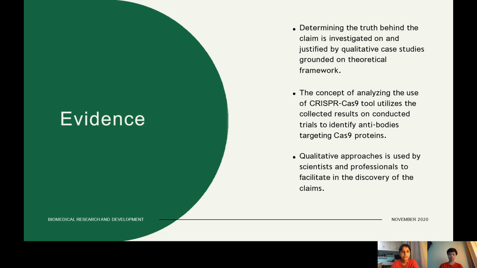The main objective of the research problem is to conclude the effectivity and efficiency of gene editing when it comes to therapies on brain disorders. These series of trials are done through qualitative case studies, through descriptive explanations grounded on theoretical framework, an example of which can be seen in proving and analyzing the use of CRISPR-Cas9 tool to identify antibodies targeting Cas9 proteins.